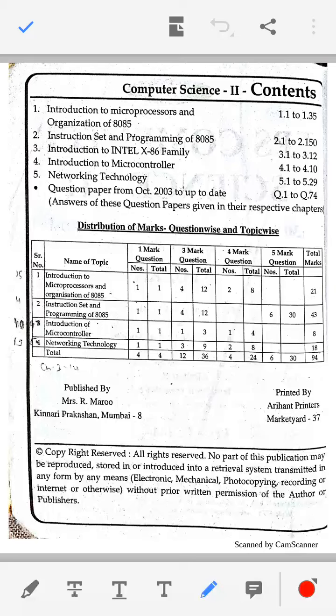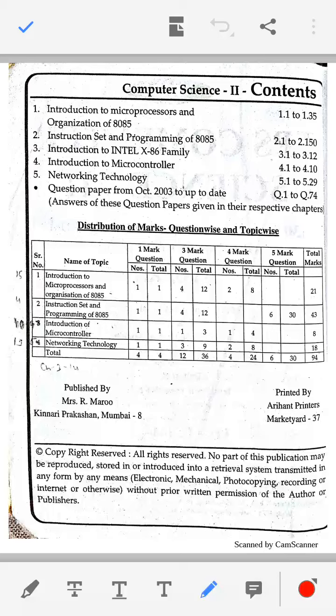Here in this video, I will discuss the paper pattern of CS2, which types of questions will be asked in CS2, and the weightage of the chapters in CS2.